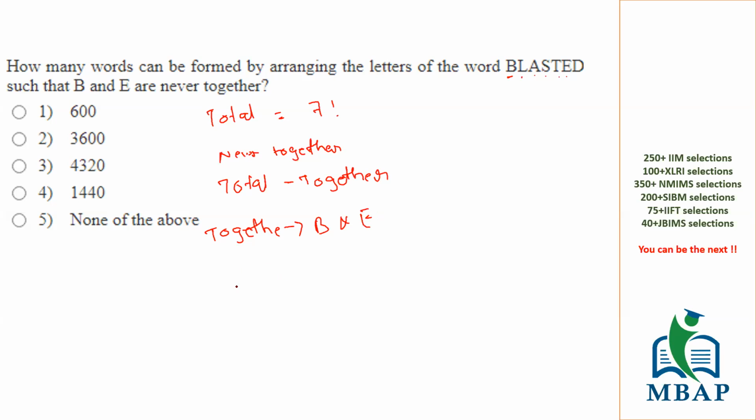Okay. Now let us look at this. So we have got B and E to be together. One, two, three, four, five. These five are different things. Now, whenever you think as together, you consider this as one entity. So this is one entity because this is always going to be together, and these are five different entities.